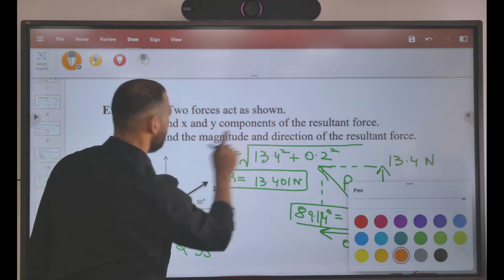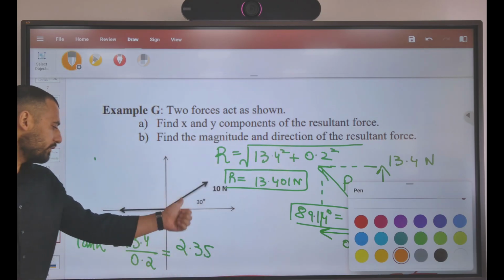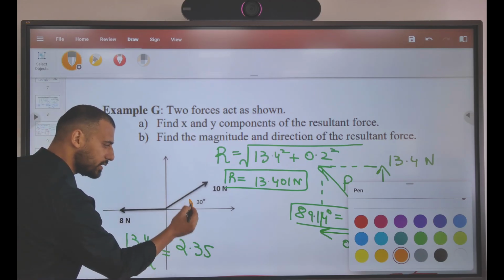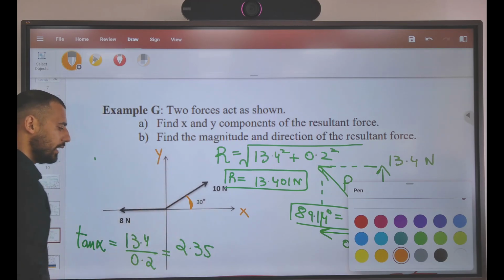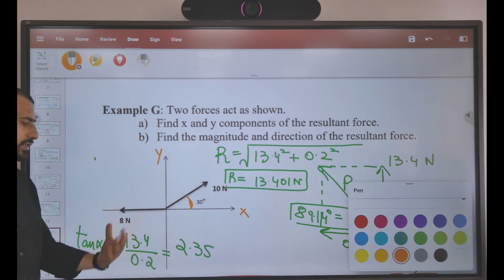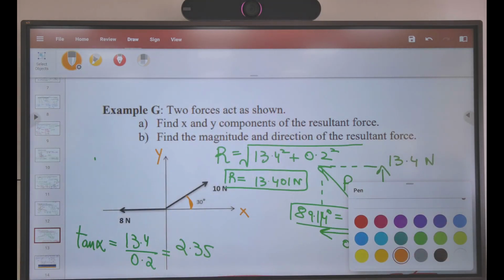Again the same thing. Find the x and the y components, also find the magnitude. You have 10 and 8 Newton this time. 10 is at 30 degrees with the horizontal, okay? This is x and this is y. And 8 is along the x-axis, so it's not a problem. This is much easier. Try to solve it, I'll check it here. And that will be it.